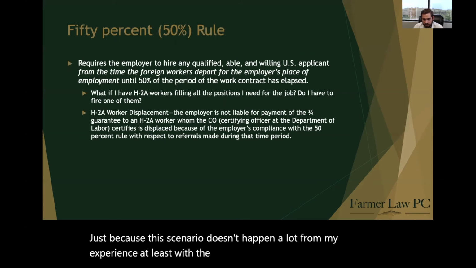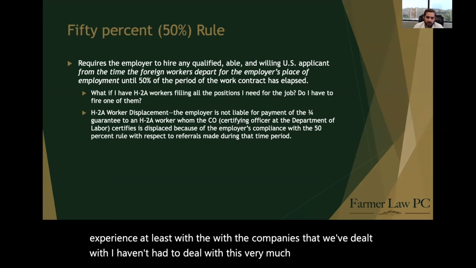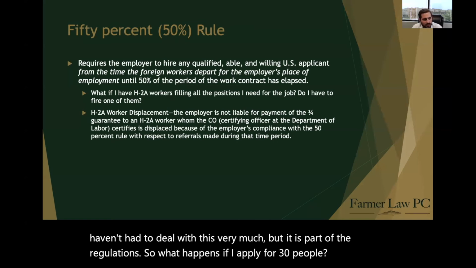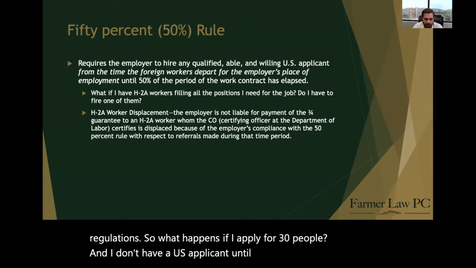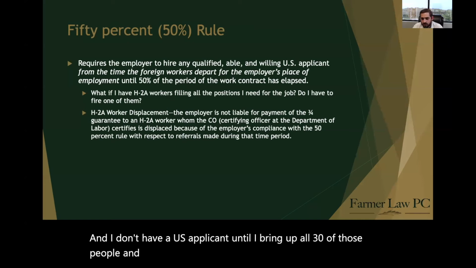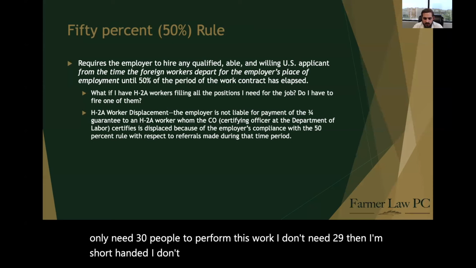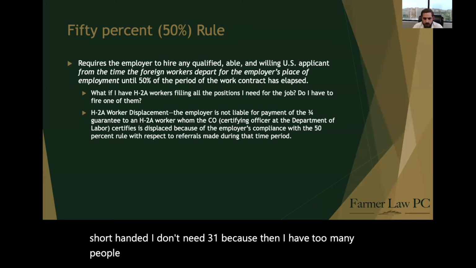I haven't had to deal with this very much, but it is part of the regulations. So what happens if I apply for 30 people and I don't have a U.S. applicant until I bring up all 30 of those people? I've been doing this for 50 years. I know that I only need 30 people to perform this work. I don't need 29, then I'm shorthanded. I don't need 31 because then I have too many people. I know I need 30 people.